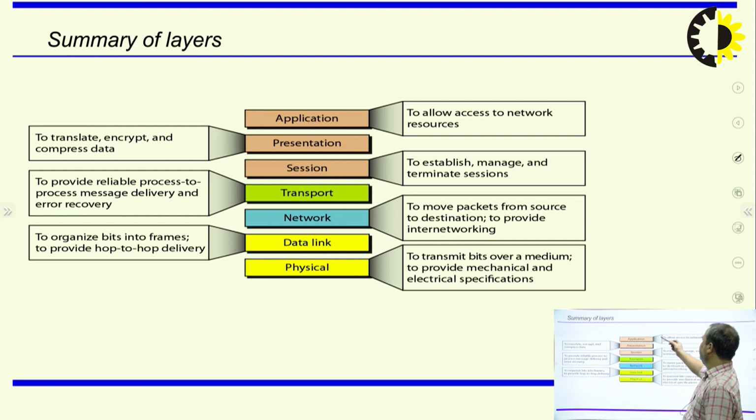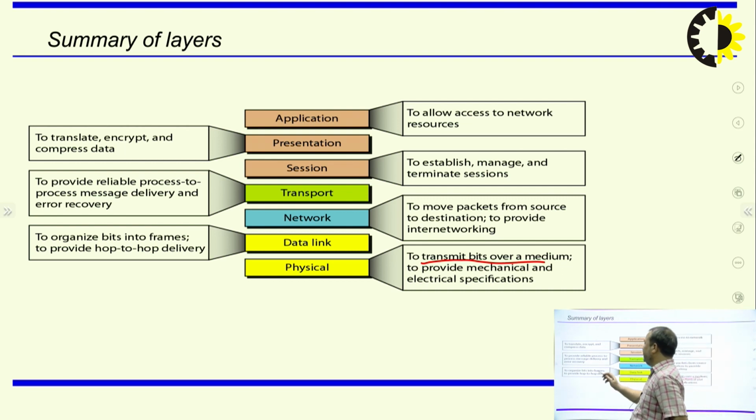So again you can see, we have just summarized the task of each of the 7 layers. The task of the physical layer is basically to transmit bits over a medium and to provide mechanical and electrical specifications, like voltage levels and pin configurations. What is the task of the data link layer? The task of the data link layer is to organize bits into frames to provide hop-to-hop delivery, one node to another node. The network layer moves packets from source to destination to provide internetworking, meaning routing.